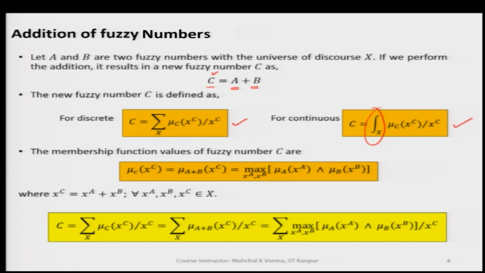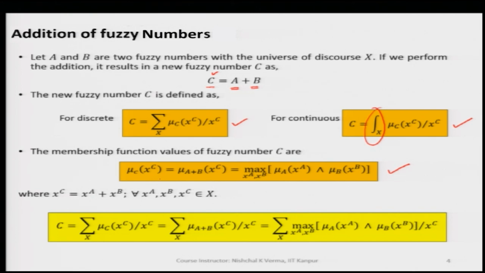Our job is to find the corresponding membership values of C when we add two fuzzy sets A and B. So, we clearly see here the max criteria which gives us the addition of two fuzzy sets, and this is with respect to the addition of two fuzzy sets A and B.